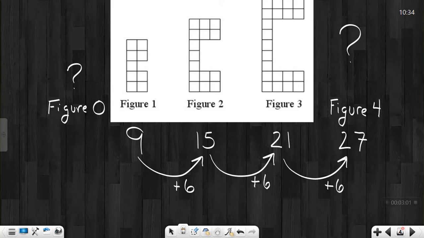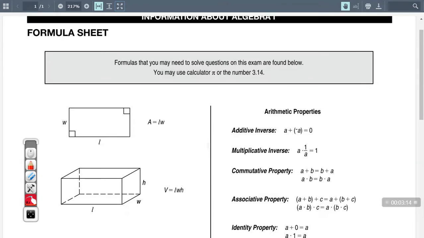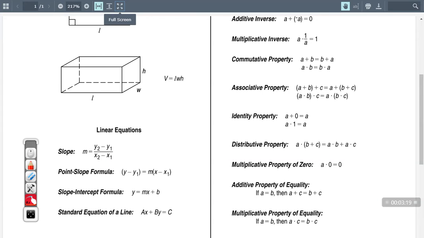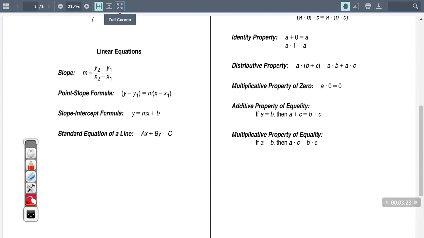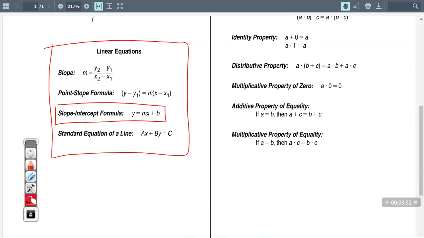Instead, we used what we knew about the slope and the equation for a linear equation in order to figure out the equation of this pattern. To remind us of that, let's take a look at our formula sheet for Algebra 1. Here's your formula sheet. There's not much on here that will be used throughout the whole year, but there are certain things where they don't want you to memorize. If you keep coming down here to linear equations, in this section right over here, you will see the equation that we've been working with, our slope-intercept form.